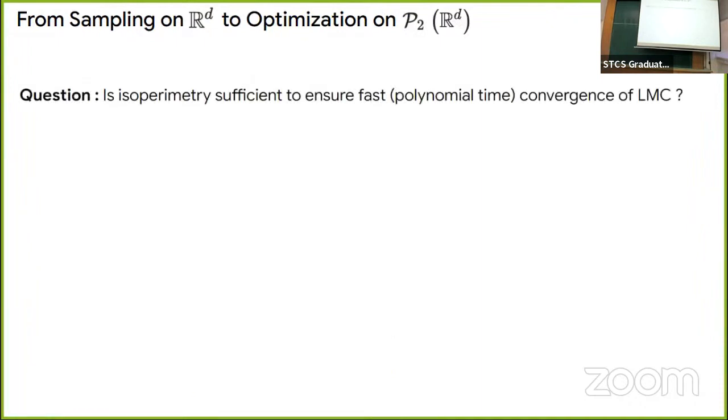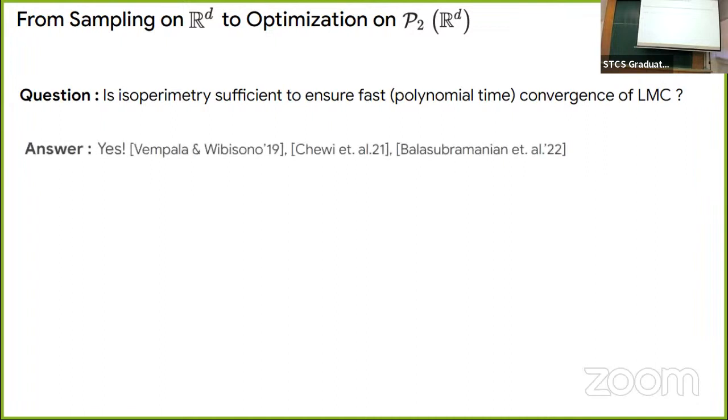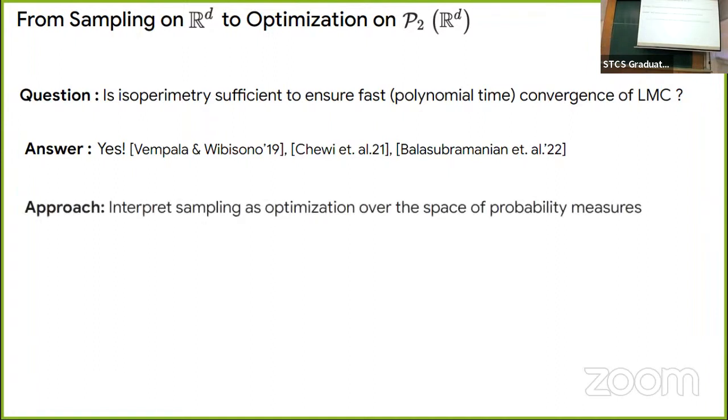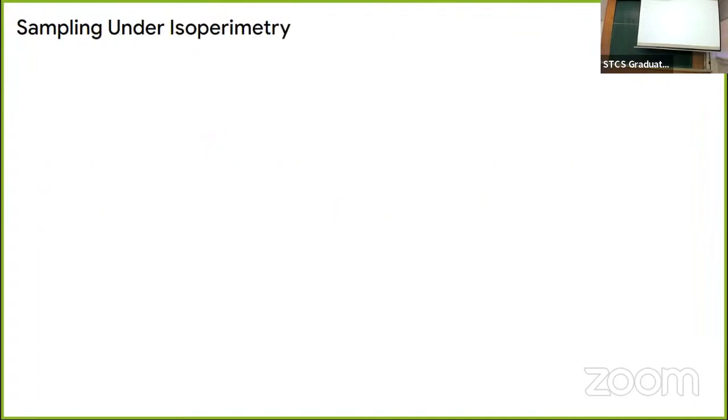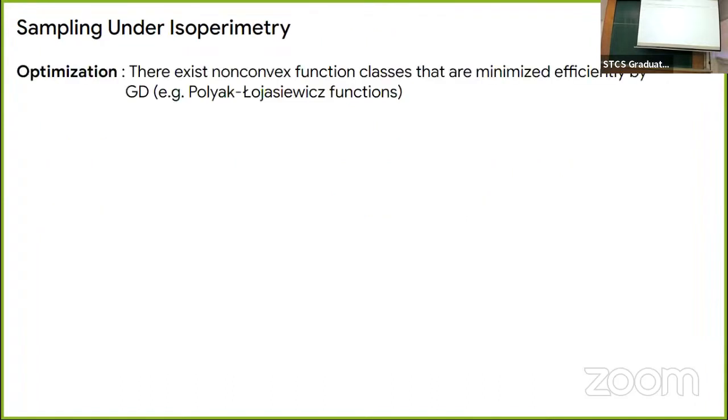Okay, so from sampling to optimization, we want to ask the question: is isoperimetry sufficient to ensure fast convergence of Langevin Monte Carlo, that is, its time discretized version? And the answer is yes, and it was shown by a sequence of papers. It enjoys a very fast rate under KL divergence and under general Renyi divergences. So the approach they take is to interpret sampling, again, as an optimization over the space of probability distributions. And we now consider sampling under isoperimetry, right?